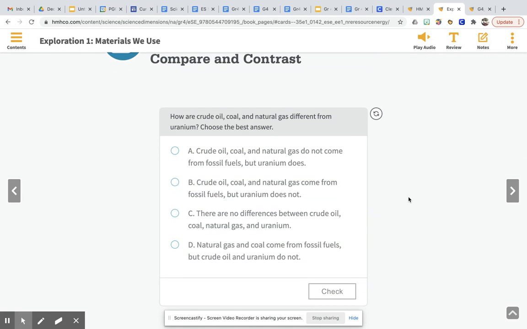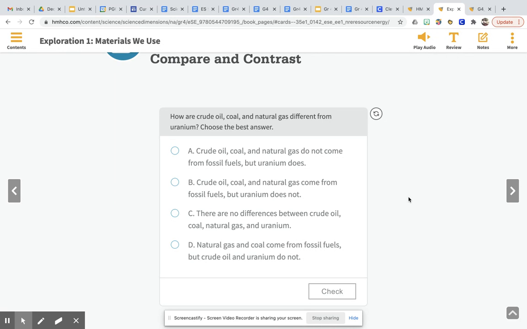Here's our next check. It says, how are crude oil, coal, and natural gas different from uranium? Choose the best answer. And so I hope that everyone is paying attention as we go through these questions because all of these questions will be found in our checkpoint at the end of the lesson.